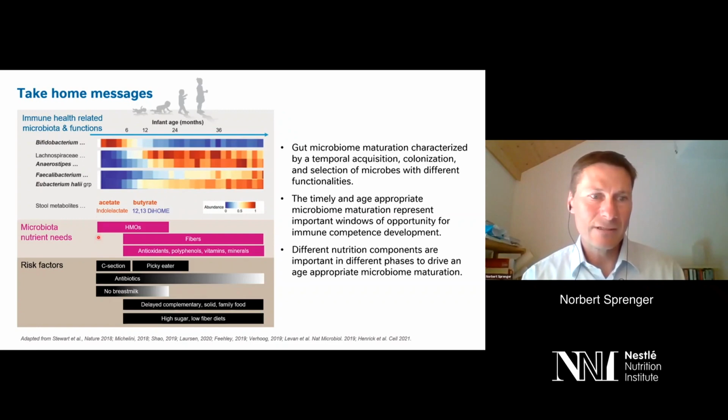And then you have obviously the different nutrients that are needed. So in early life, we have breastfeeding with a dominance of HMOs, so very important here. While later, during the introduction of weaning food, you have the diversification through different fibers possibly, and other components like antioxidants, polyphenols, vitamins, and so on. And then you have different risk factors that are again very important at different age groups.